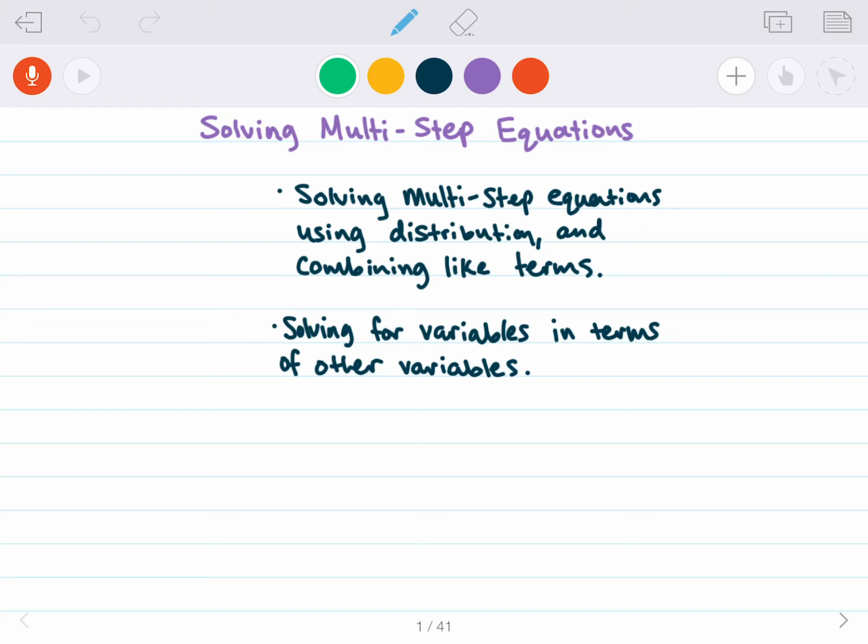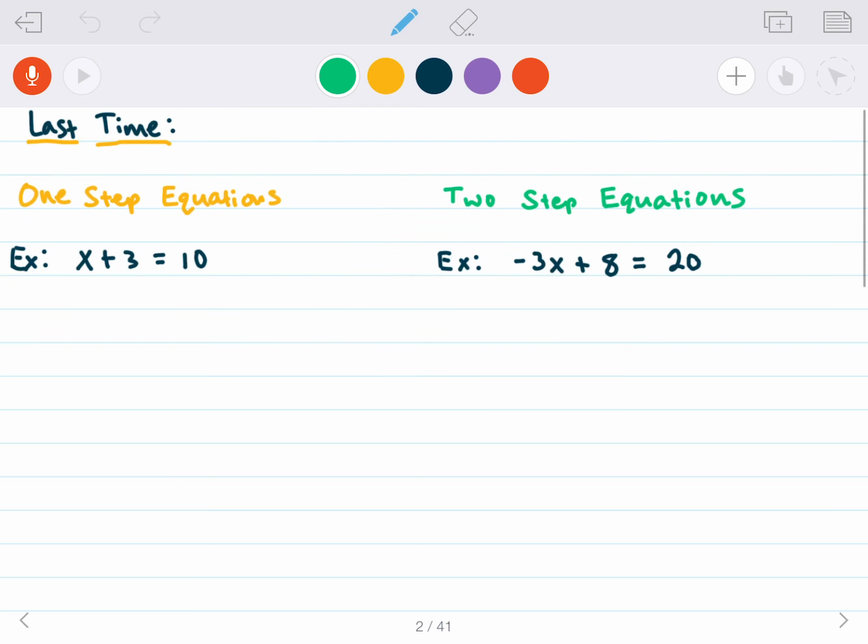Hey guys, in this video we're going to talk about solving multi-step equations. So last time we looked at solving one-step and two-step equations.